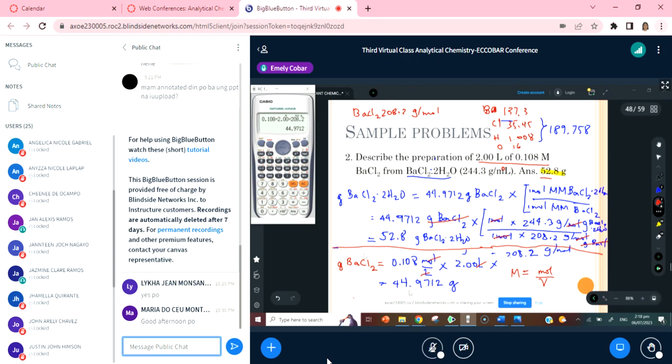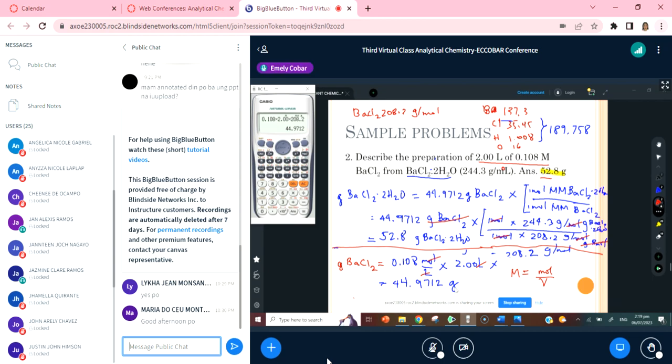So, ito yung mass. Okay? Ito yung mass ni barium chloride, 44.9172 grams. Now, class, kung meron ka talagang barium chloride, barium chloride mismo, you simply weigh 44.9712 grams of this. Okay? Dissolve in a small amount of water, and then you dilute it or you continue adding water up to 2 liters, hanggang maging 2 liters.